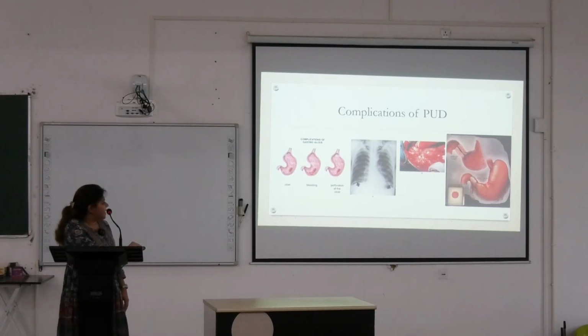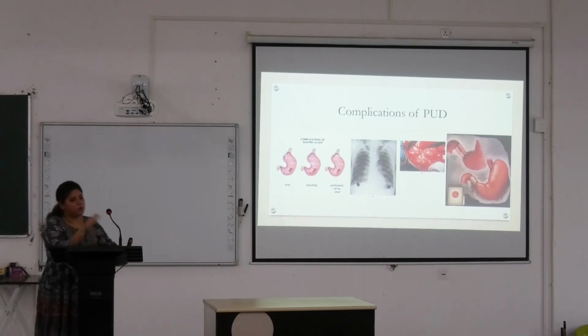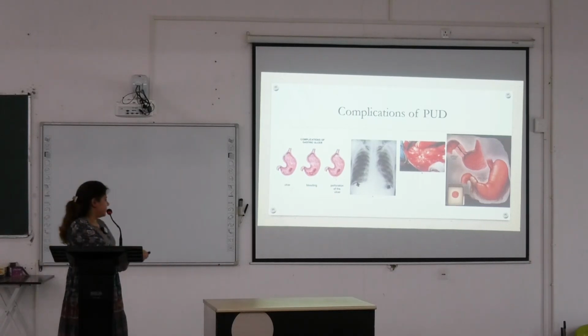And sometimes, if the ulcer is situated near the pylorus, there can be hypertrophy and stricture formation. Tell me what can happen if there is stricture formation and hypertrophy of the pylorus? Vomiting, yes. The patient will not be able to eat, there will be vomiting.